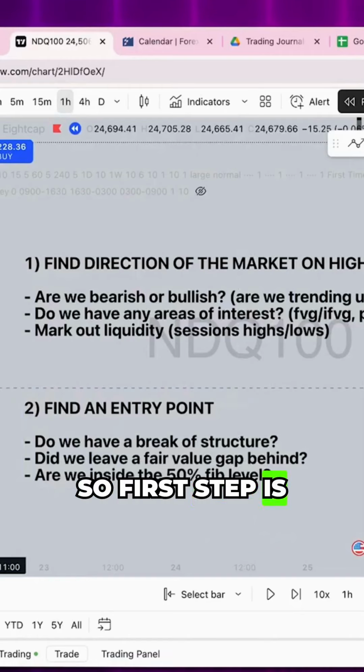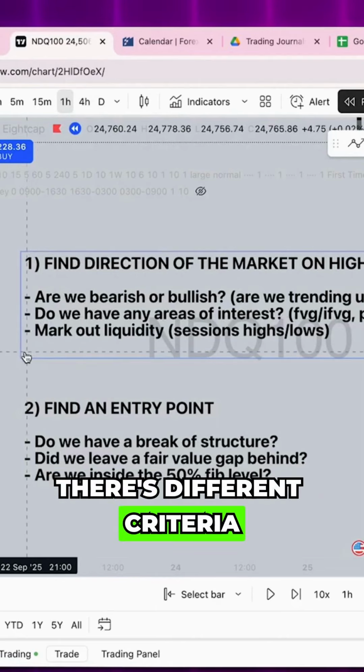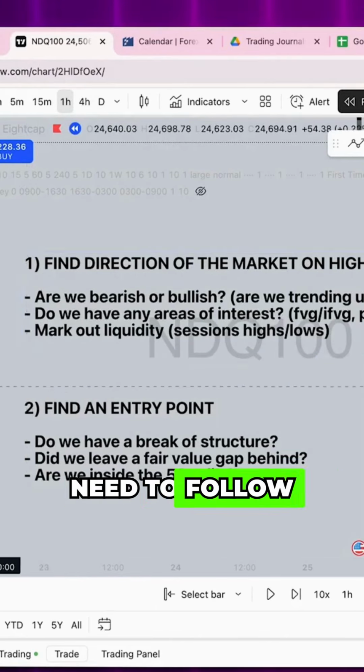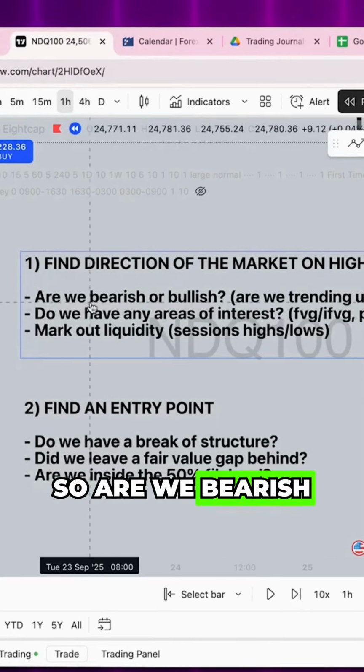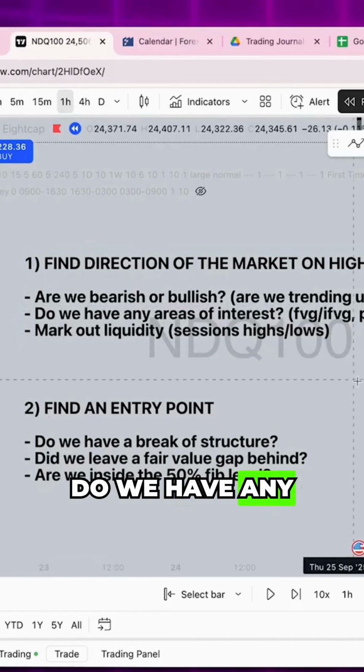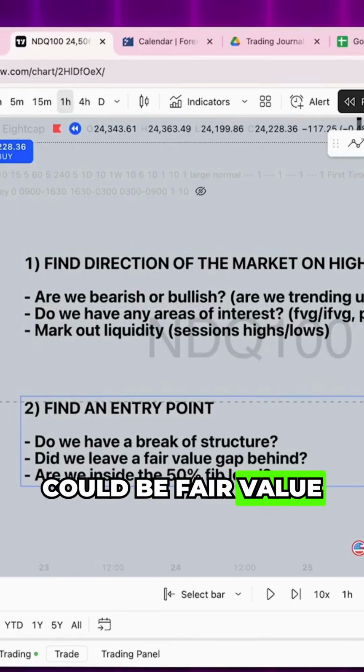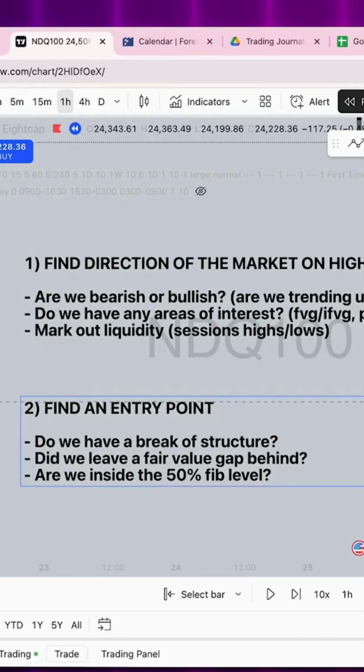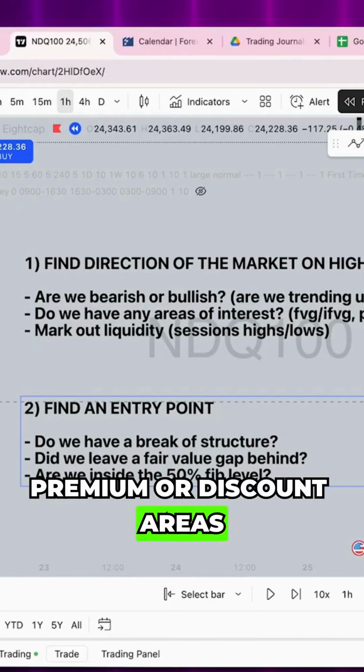Right, so first step is finding the direction of the market on higher time frames. Now, what does that mean? There's different criteria, there's steps that we need to follow. So are we bearish or are we bullish, right? So are we trending up or are we trending down? Do we have any areas of interest? That could be fair value gaps, inverse fair value gaps, premium or discount areas.